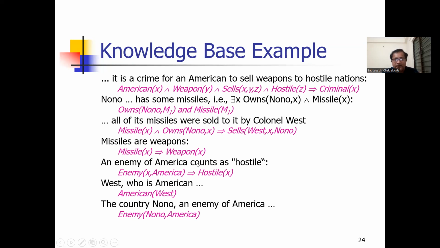An enemy of America counts as hostile. Whichever is the enemy of America is counted as hostile by America. So enemy(X, America): X is an enemy of America implies X is tagged as hostile, hostile(X). West is an American. So West is an instance of American. And the country Nono is an enemy of America. So enemy(Nono, America) means Nono is an enemy of America. So these are the FOL conversions of all the assumptions of the knowledge base.